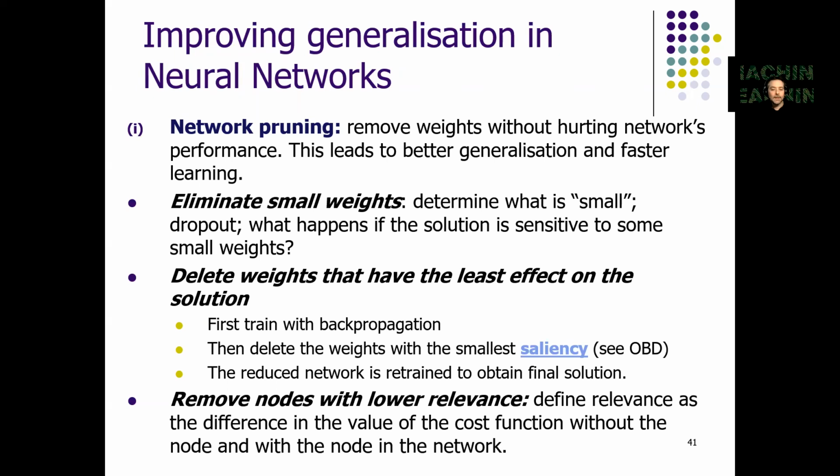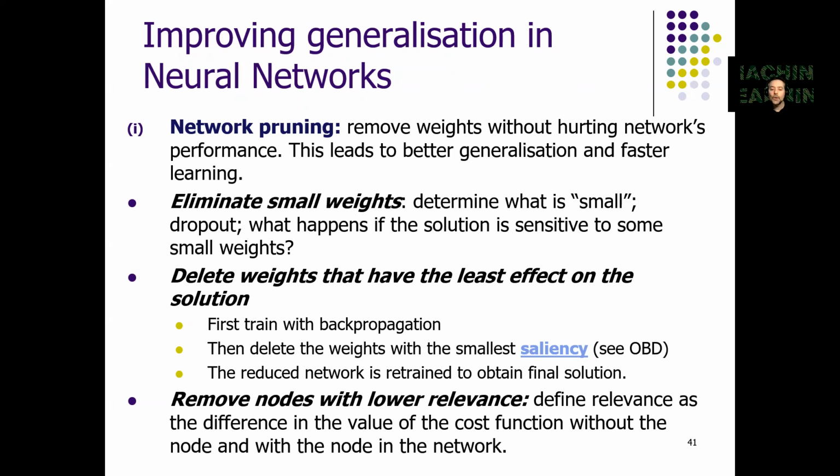I have an example to show you of a method of this class, which basically deletes weights that it finds have no effect on the solution. It uses backpropagation and then quantifies the contribution of each weight by measuring something which is called saliency. And then the reduced network is retrained to obtain the final solution. I will explain this method. It's called OBD, optimal brain damage, in my next slide.